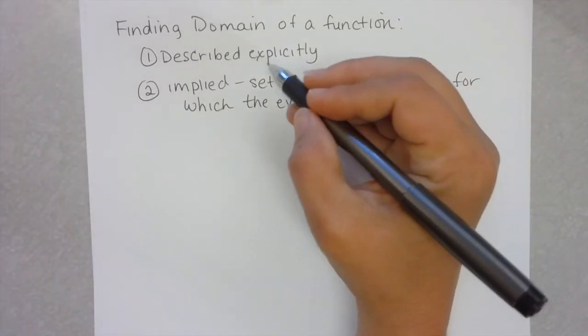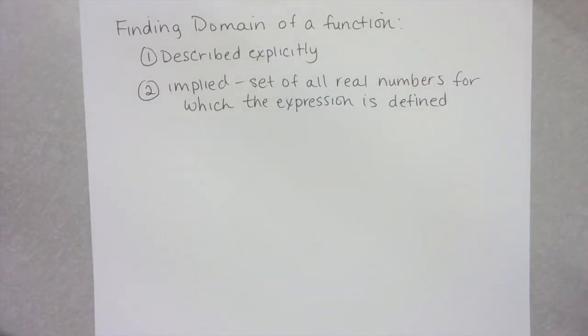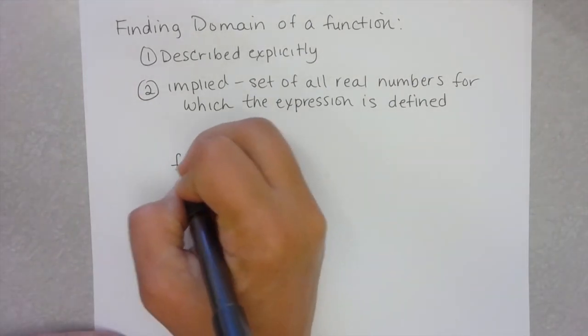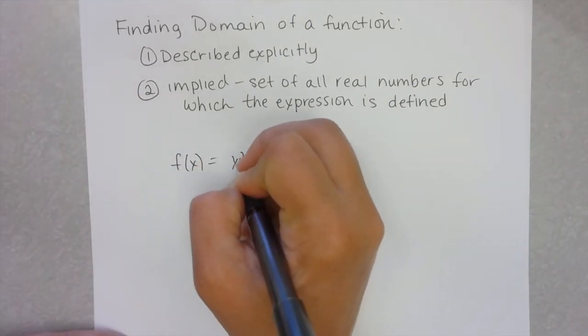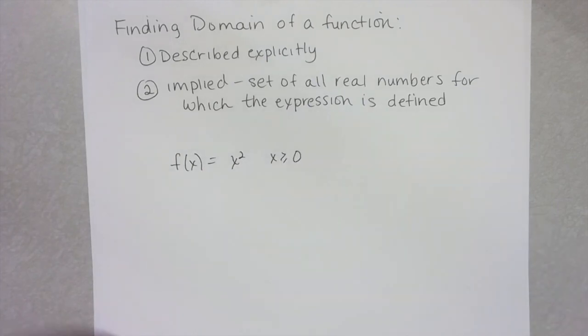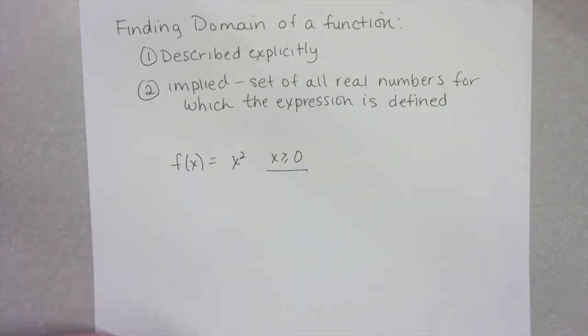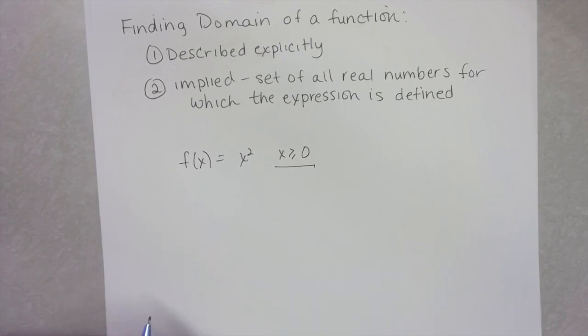And so there's two ways that domain can be explained. First of all, it can be described explicitly. Maybe you have f of x equals x squared and they only want you to use x greater than or equal to 0. This is an example of the domain being explicitly defined. Somebody wrote down the function and said, you can only use these x values. Now, a lot of times what we find is they're implied.